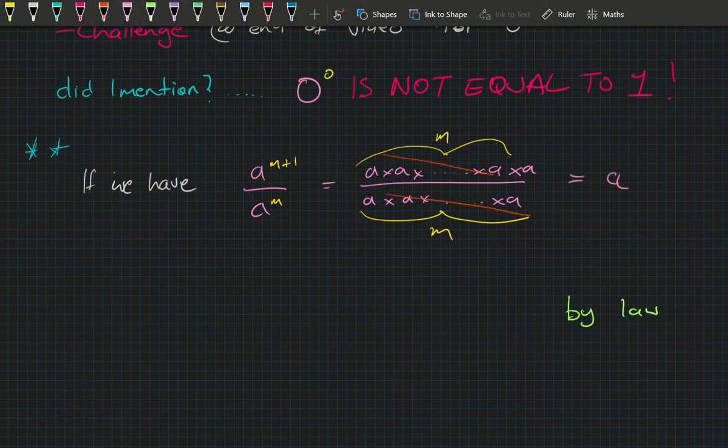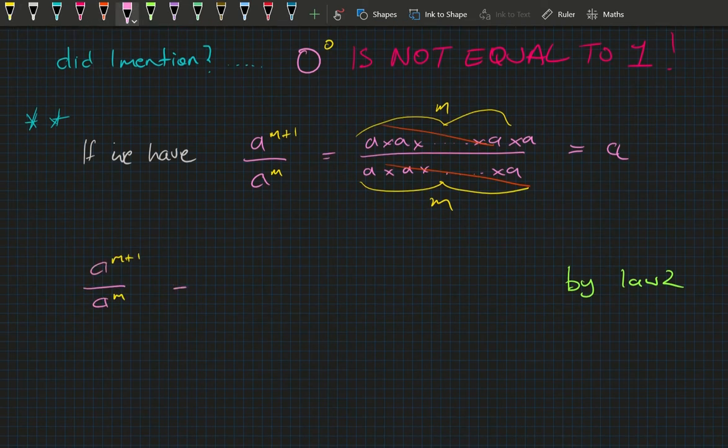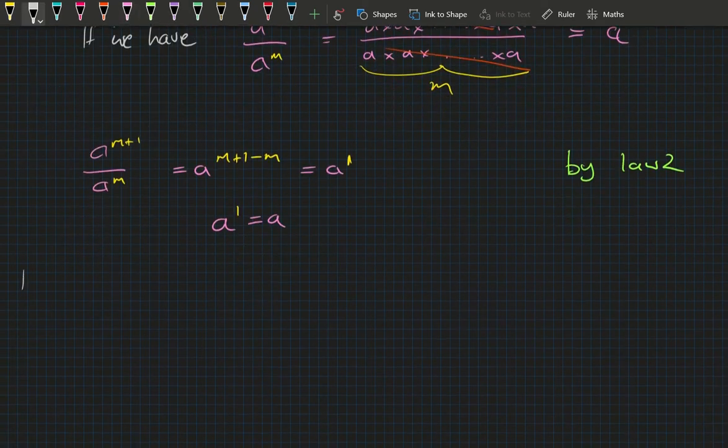And then by law 2, a to the m plus 1 over a to the m is equal to a to the m plus 1 minus m. And because m plus 1 minus m is equal to 1, that's equal to a to the 1. So just by cancelling fractions and law 2, then we can show that a to the 1 is definitely equal to a. We could also look at the definition of indices.